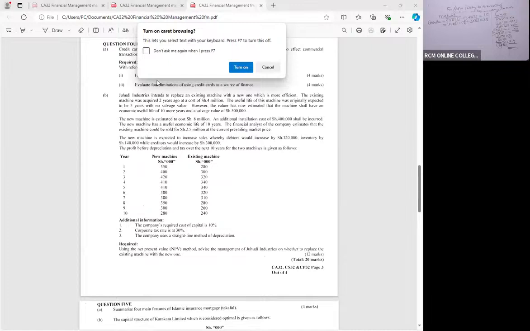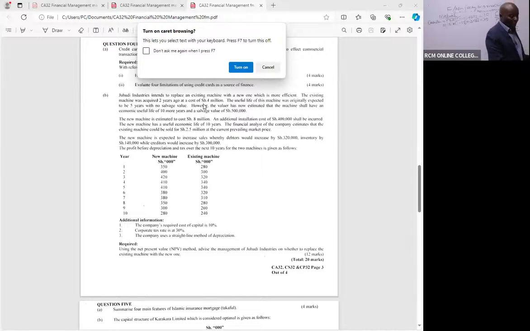They are telling us here, Juhudi Industries Limited intends to replace an existing machine with a new one, which is more efficient. The existing machine was acquired 2 years ago at a cost of 4 million.